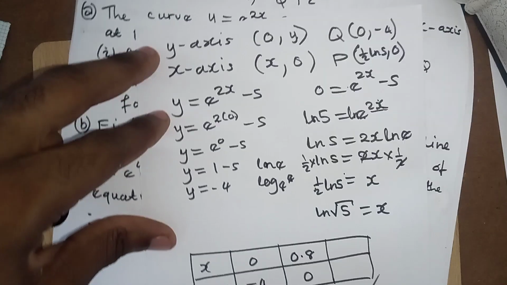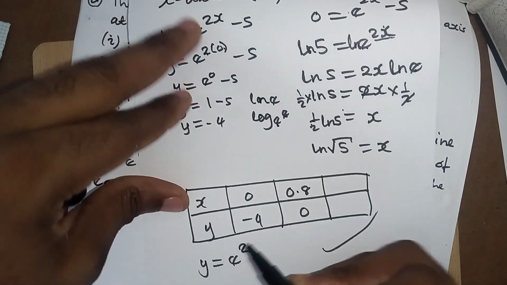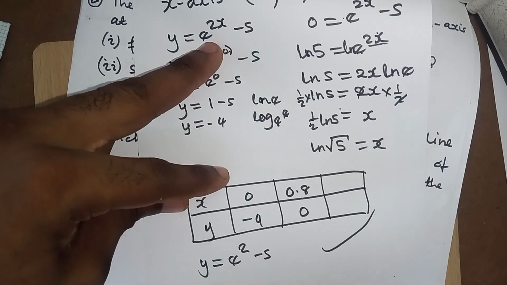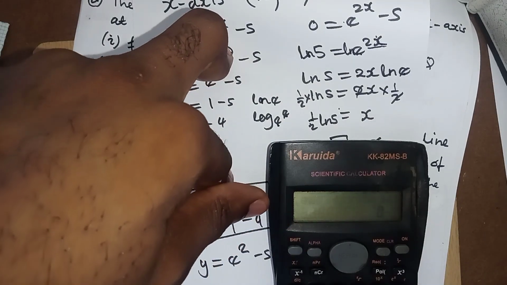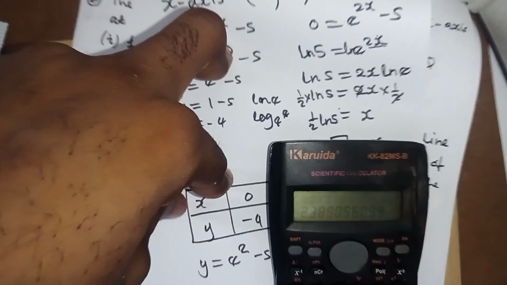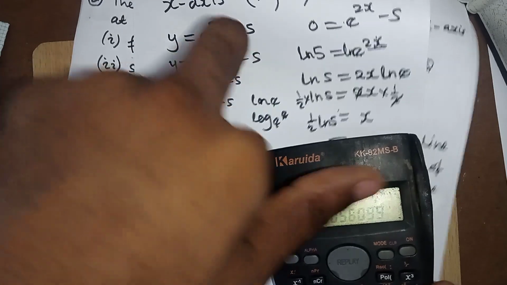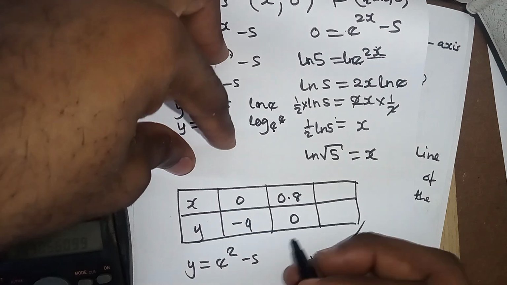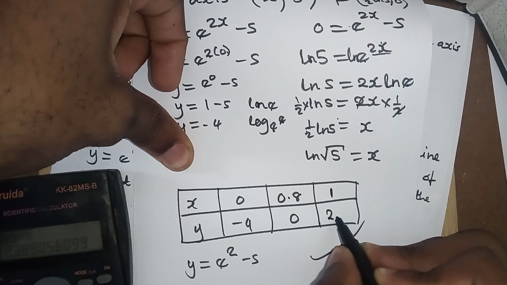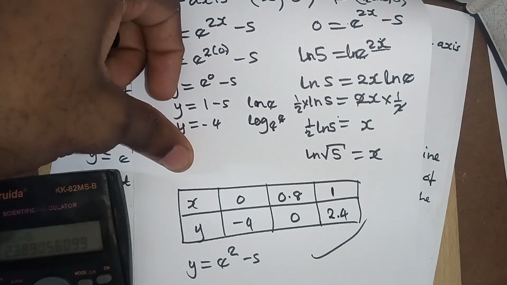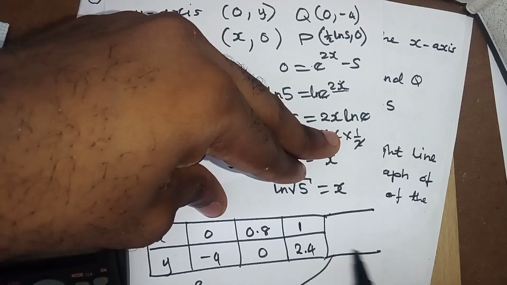So when x is equal to 1, y is equal to e to the power 2. 2 times 1 is just a 2, so we have this. Then we can punch this on our calculator. So you have this minus 5, so you're getting 2.389. You don't need this accurate, so you can just get it as maybe 2.4 somewhere. If you need a few other points, you can go ahead and add them.